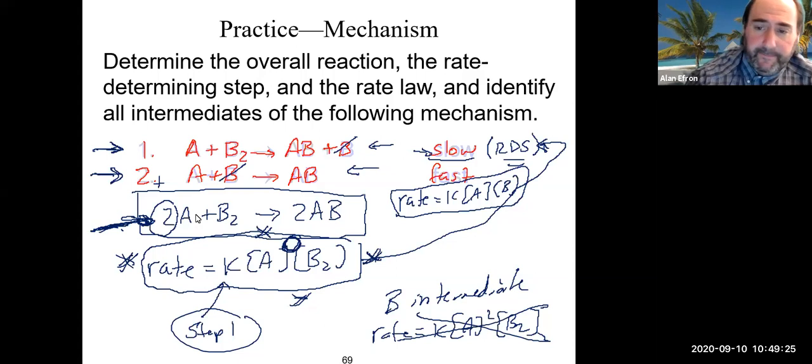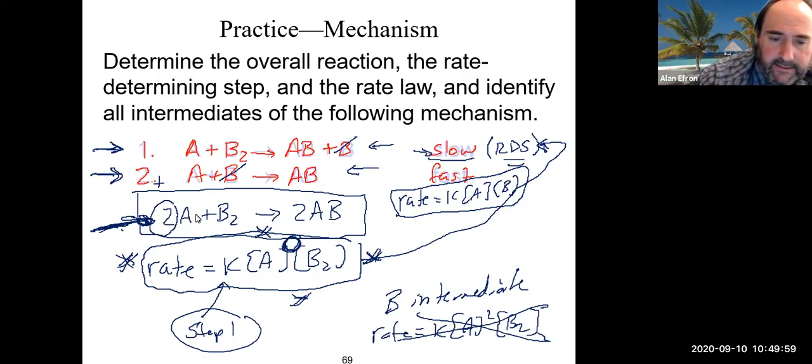Okay. All right. So again, there are a few different types of mechanism problems, and the important part to remember really is those two things. When you add up everything, it needs to equal the overall reaction. Or in a problem like this, when you add up all the reactions, that is the overall reaction. And secondly, the most important part of a mechanism is that rate determining step, because ultimately that is going to be the rate law for the overall reaction.